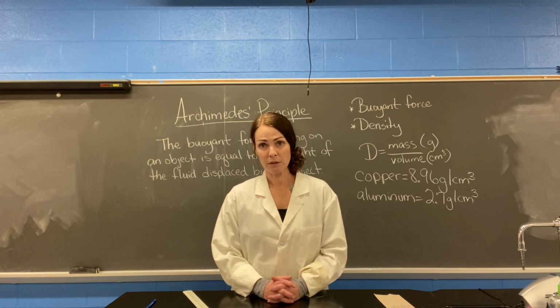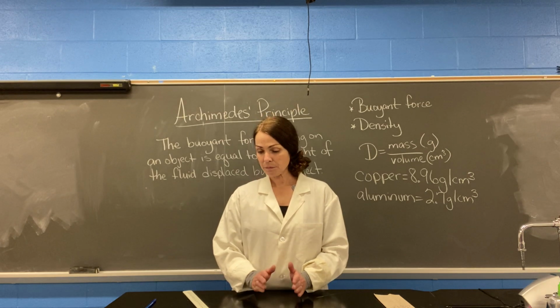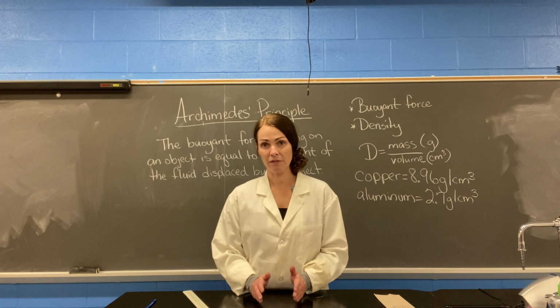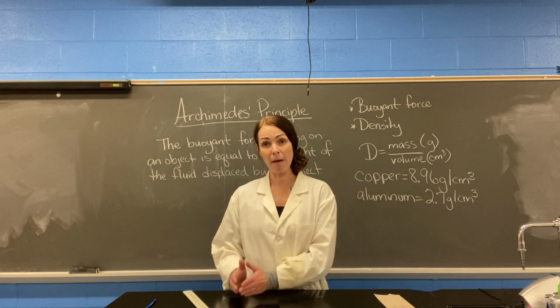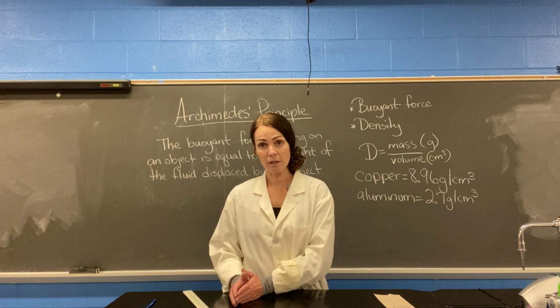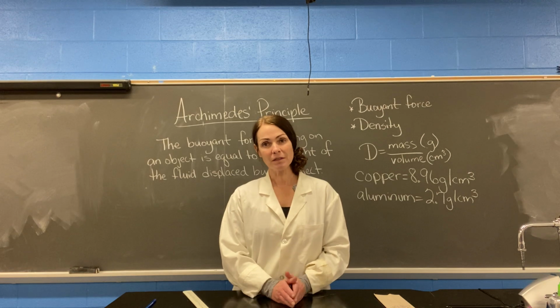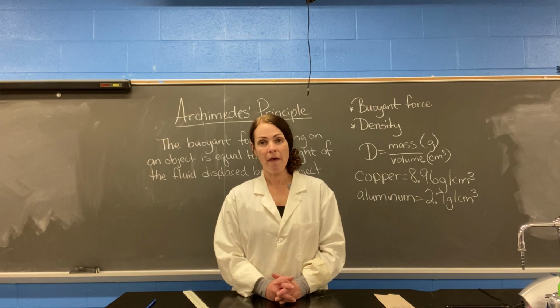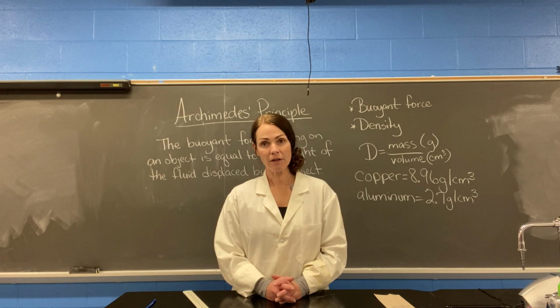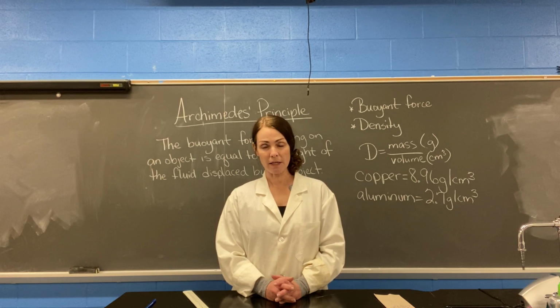But Archimedes was stumped because he knew how to find density. He knew that he could find the mass of the gold and the volume if it was in a cube, but it wasn't in a cube, it was in a crown. And he didn't know how to figure out the volume of an irregularly shaped object.